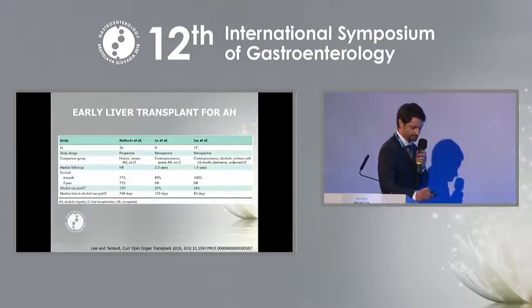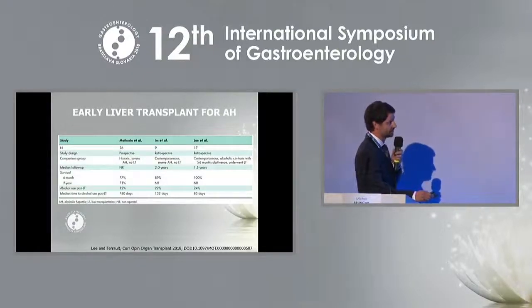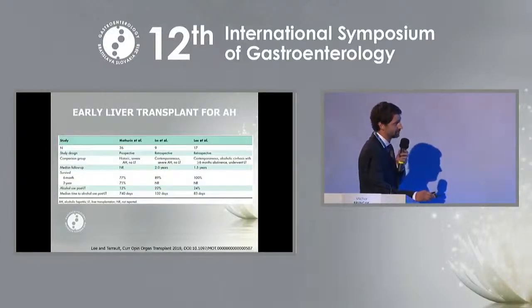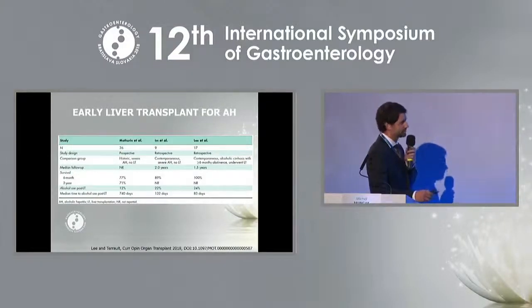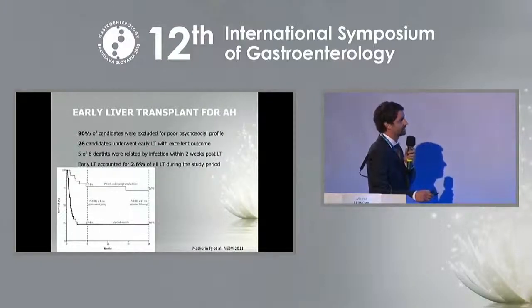There are 3 trials published so far, 2 from the United States, 1 from Mount Sinai Hospital, 1 from Johns Hopkins Hospital. These are retrospective studies, but the pilot trial is from France, where the finding we have to learn from is that less than 10% of patients are candidates for early liver transplant because of the psychosocial profile.